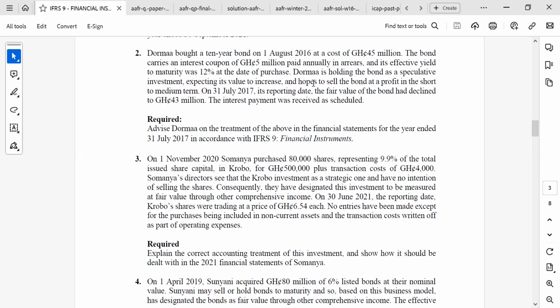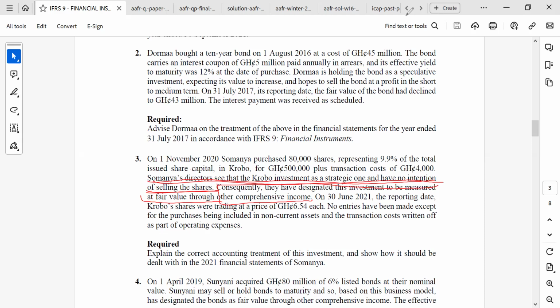So you can see that the examiner was so generous to tell you how they are going to classify it. From here, they can decide not to say anything again. They can decide to ignore this side of it, because from this side you should be able to know how the financial asset will be classified. This is an equity instrument, so the classification is only to profit or loss or other comprehensive income.